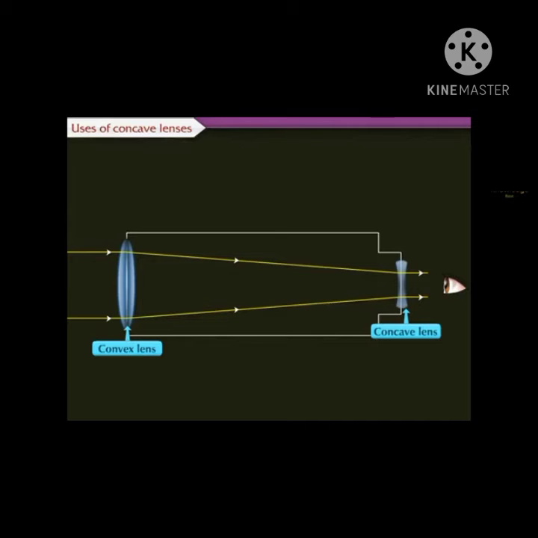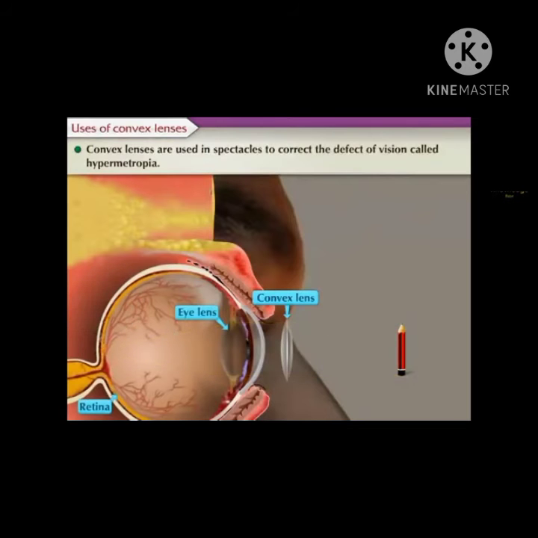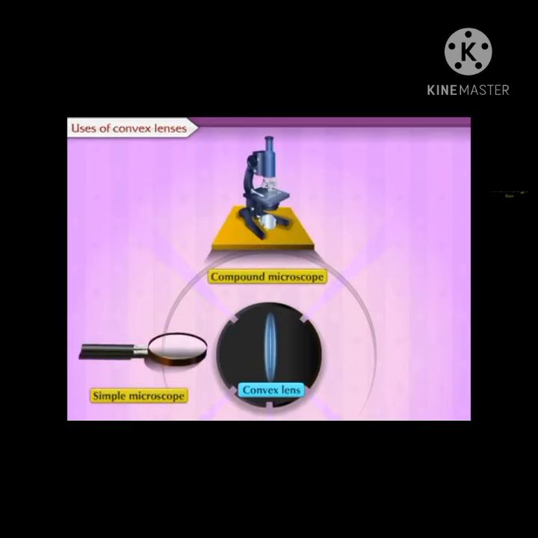Let us now know the uses of convex lenses. Uses of convex lenses are as follows. Convex lenses are used in spectacles to correct the defect of vision called hypermetropia. Convex lenses are used in different optical instruments like camera, projector, spectrometer. Convex lenses are used in simple microscope, compound microscope and telescopes.